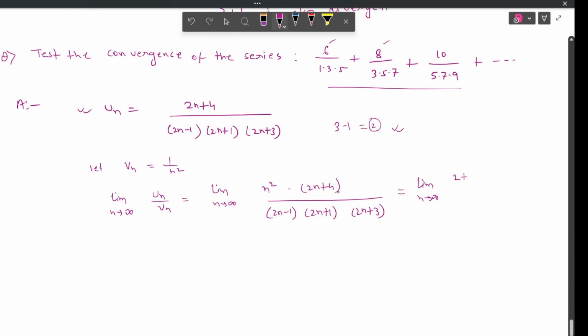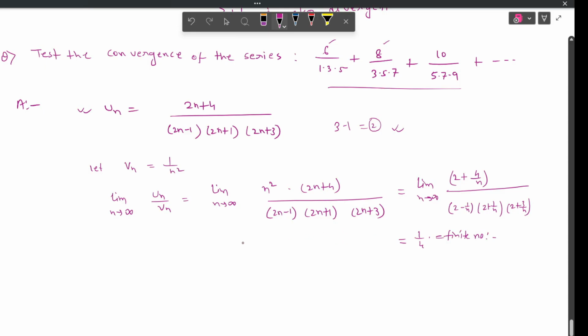If you take n common from this, it will be n cube. So it will be 2 plus 4 by n, right? And if you take n common from each of these, it will be n cube. N cube and n cube will cancel out. So in the denominator, you get 2 minus 1 by n, 2 plus 1 by n, 2 plus 3 by n. If you put n tends to infinity, each of these terms will be 0. So your answer is 1 by 4. Okay, 2 by 8, that is 1 by 4. It's a finite number, right?